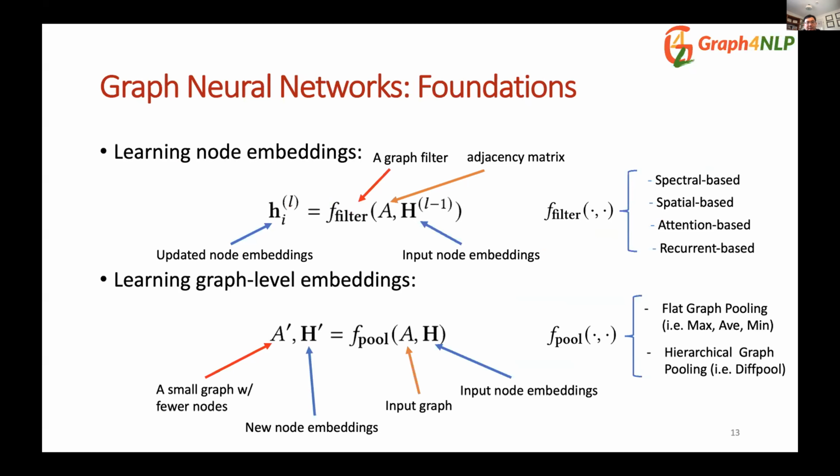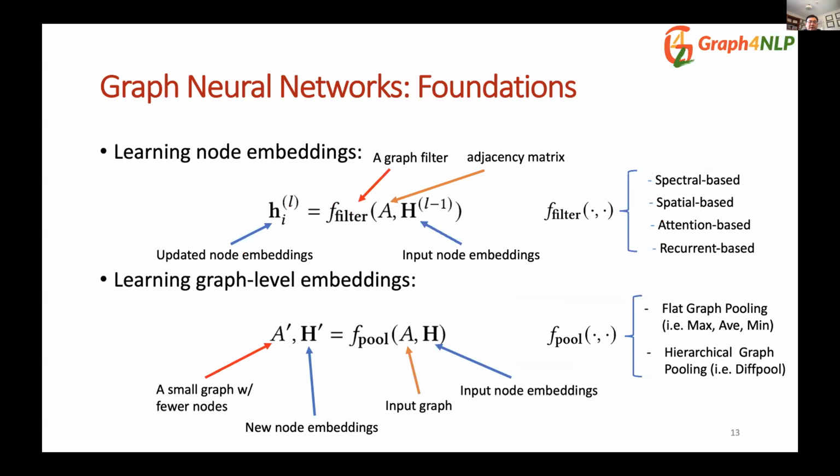So now let's talk a little bit about the graph neural foundations. The process of node embedding is essentially trying to learn the embedding of each node in a graph by processing the initial adjacency matrix and also the initial node embedding. Depending on the type of graph filtering operation, which is what differentiates different types of graph neural methods, we can generally cover them in four different groups: the spectral-based method, the spatial-based method, the attention-based method, and the recurrent-based method. However, the graph filtering operation doesn't really change the graph structure.